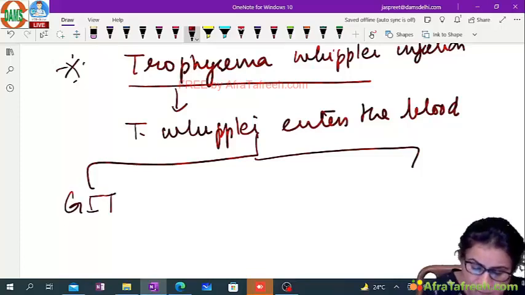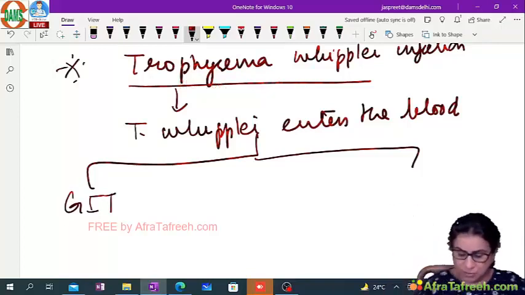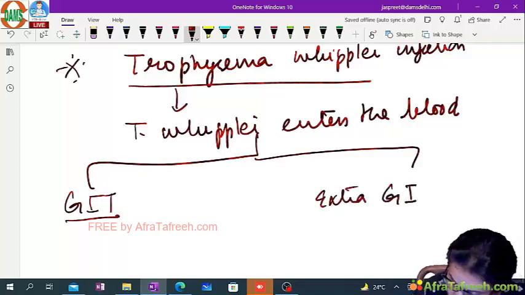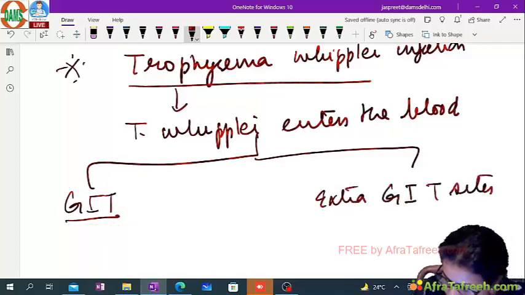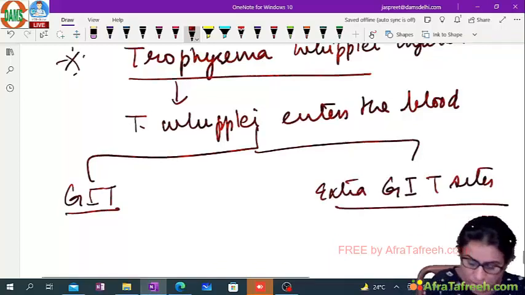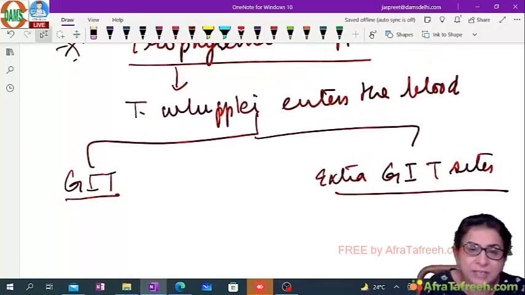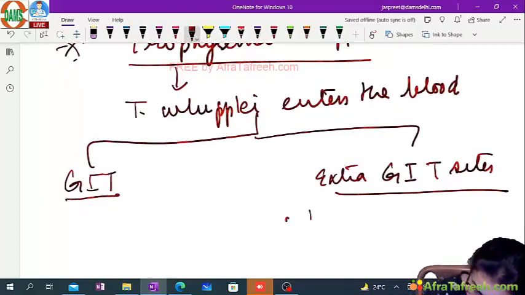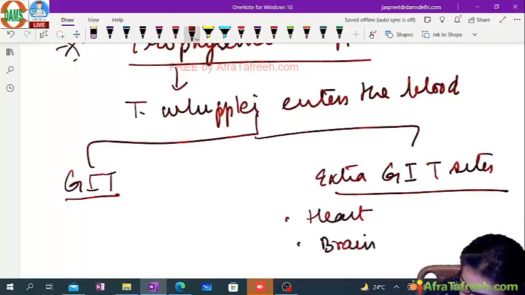So Tropheryma whipplei goes to the blood, it circulates, and it goes to other parts of the body also. So it goes to the GI tract and to extra-GIT sites as well, and it starts to proliferate there. Extra-GIT sites, like it can go to the heart and to the brain. In the brain, it can cause encephalopathy.